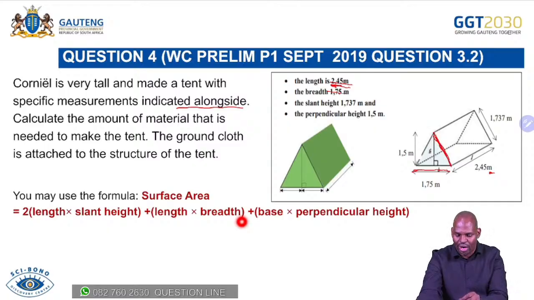Remember, if you've got a triangle, there you've got 3 heights. So the middle one is a perpendicular height because there's an angle of 90 degrees there. And this one is what we call the slant height, the skewed ones. Those ones are 1,737 meters each. Then the perpendicular height, as I said, is 1,5 meters. So all the dimensions here are in the same unit. Everything is in meters.